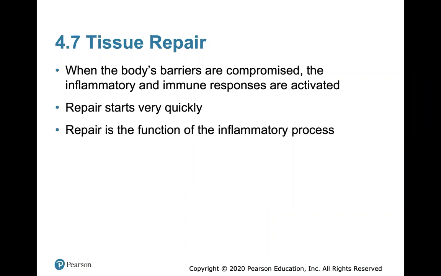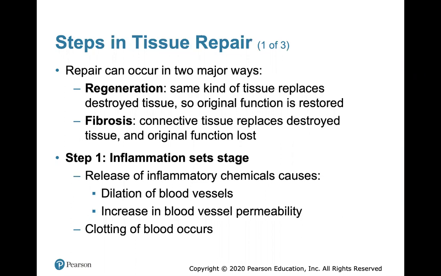Tissue repair. So when your body barriers are compromised, the inflammatory and immune responses are activated. Repair starts very quickly. Repair is the function of the inflammatory process, and repair can occur through regeneration or fibrosis. So regeneration is when the original function is restored and the tissues are replaced. Fibrosis is when the original function is lost and the connective tissue replaces destroyed tissue kind of as a scar tissue.